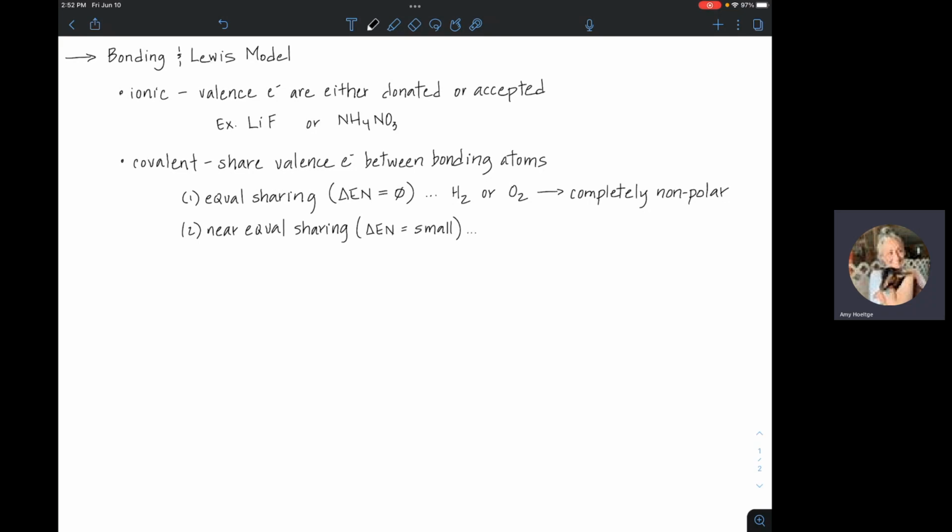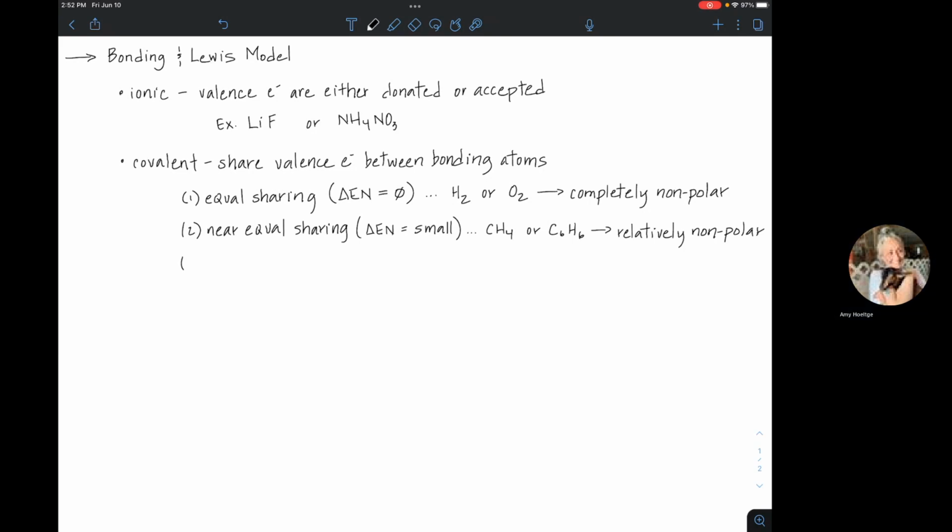So you could have something like CH4 or C6H6, like benzene, and this is going to be relatively nonpolar. Truth be told, when we're going through these compounds, we usually lump 1 and 2 together as just nonpolar. And then there's the third, where we've got unequal sharing.